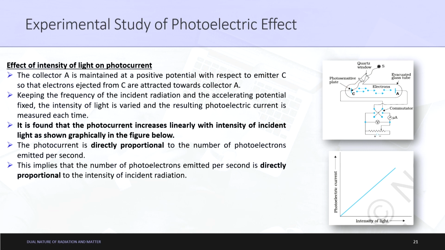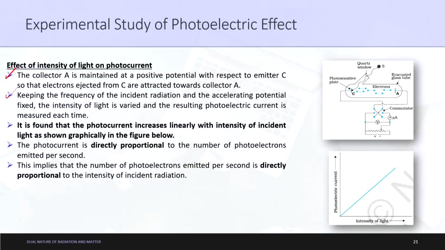Next thing is, keeping the frequency of the incident radiation and the accelerating potential fixed, the intensity of light is varied and the resulting photoelectric current is measured each time. This line just says that only the intensity of light is being varied, and the frequency, the accelerating potential, etc., are kept constant. And we are trying to find out the dependence of the photoelectric current on the intensity of light.